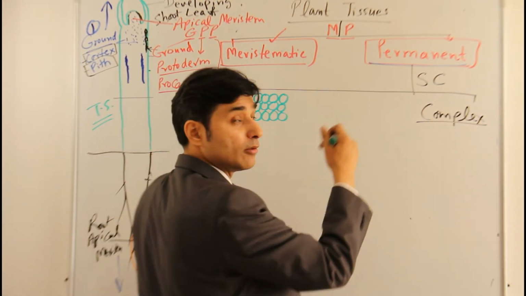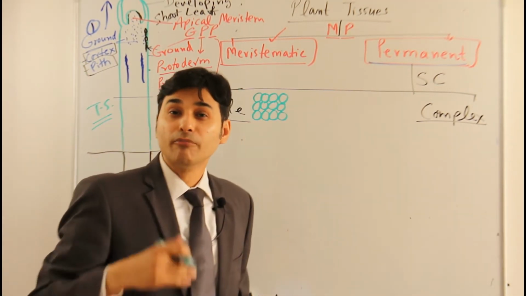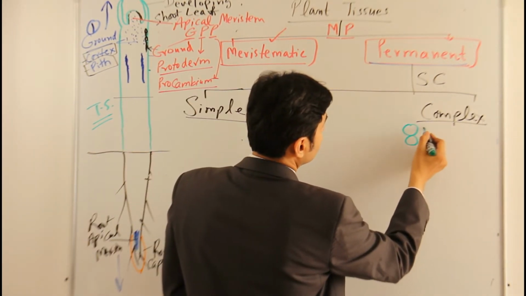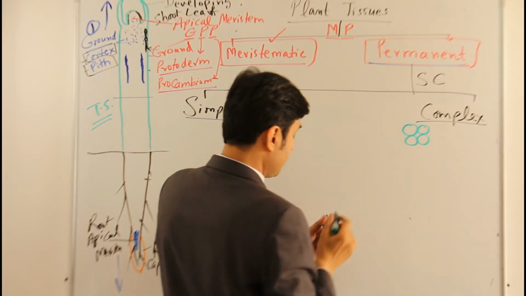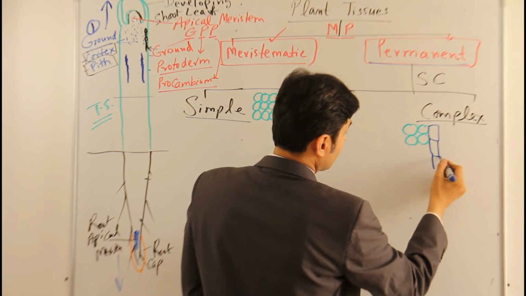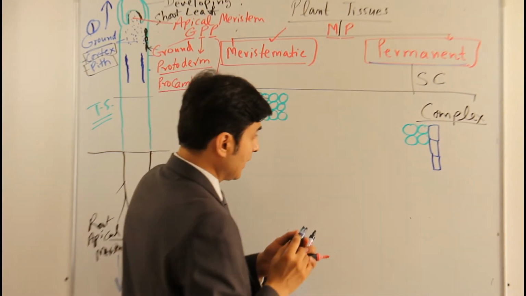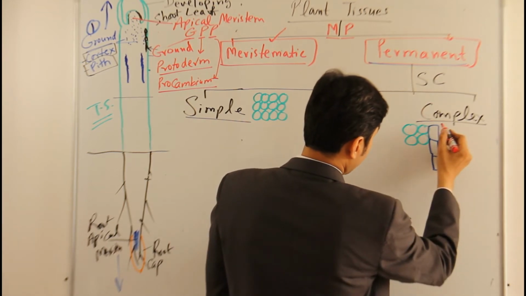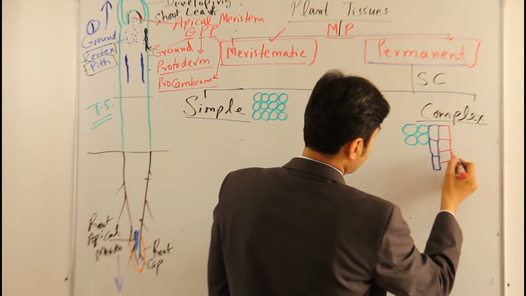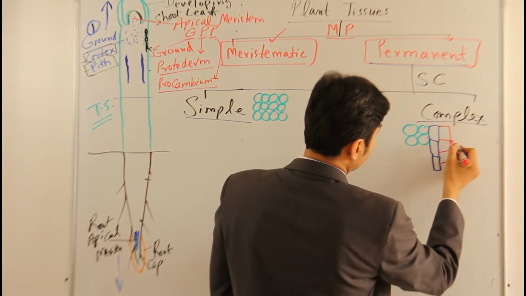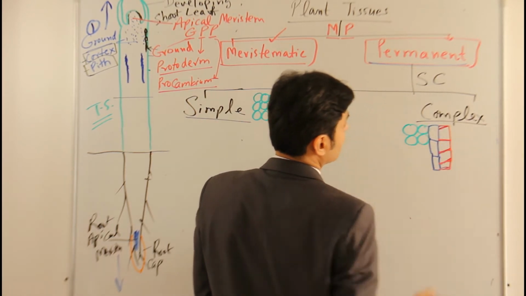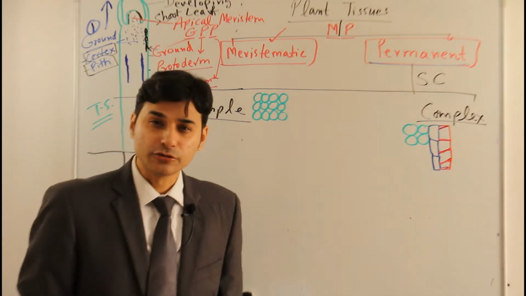Whereas in a complex tissue, the tissue is made up of more than one type of cells. For example, if I make it like this, these are one type, and then this structure is a second type, and then another. So you can see that there are different types of cells present here. That is called a complex tissue.